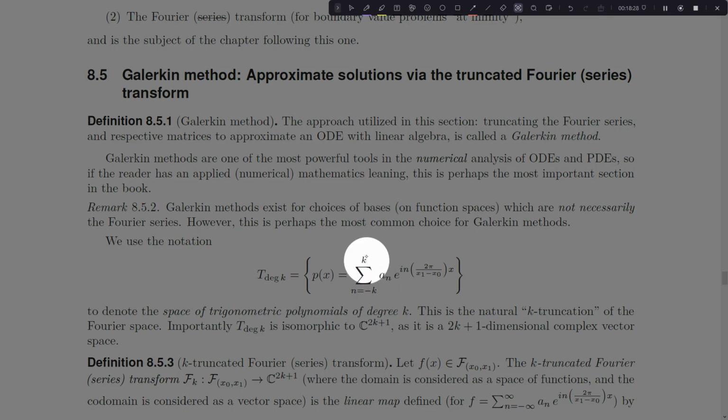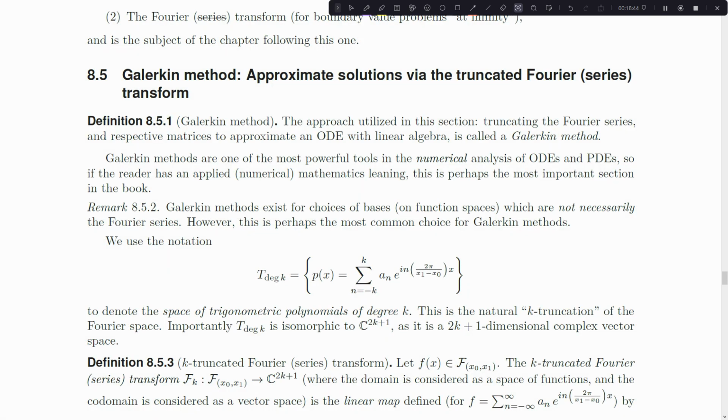We're truncating our Fourier series at k and minus k. And I'm going to call these functions T sub deg k, T because these are called trigonometric polynomials. Trigonometric because if I wanted to, I could rewrite these in terms of sines and cosines, right? And those are our trigonometric functions. So that's why we call these trigonometric polynomials of degree k. And in many ways, this is the natural k truncation of the Fourier space. So if we took k all the way out to infinity, we would recover the Fourier space.